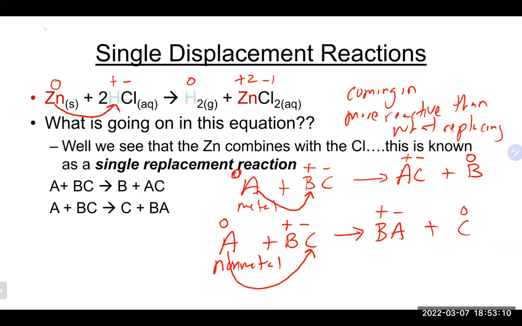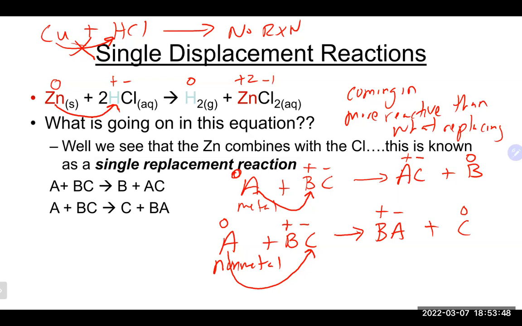If you tried this exact same reaction with copper and hydrochloric acid, you would get no reaction. That is because copper is less reactive than hydrogen, and it would not kick out the hydrogen. So if you do a single replacement reaction and nothing occurs, whatever was by itself is less reactive than what it was supposed to replace. If you see a reaction occur, whatever was by itself is more reactive than what it was replacing, and the reaction did take place. So this is a single replacement reaction.